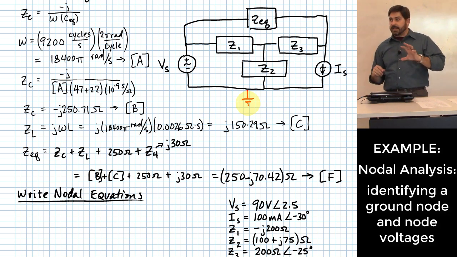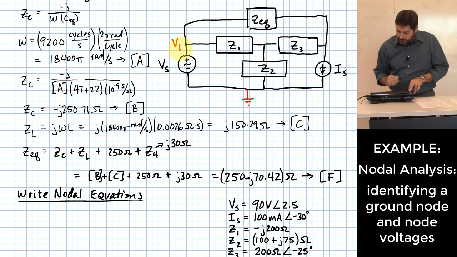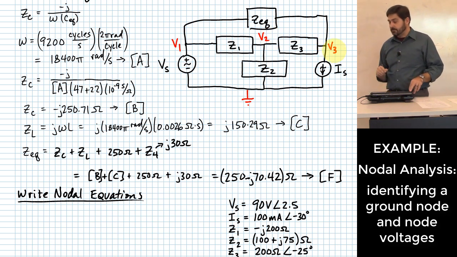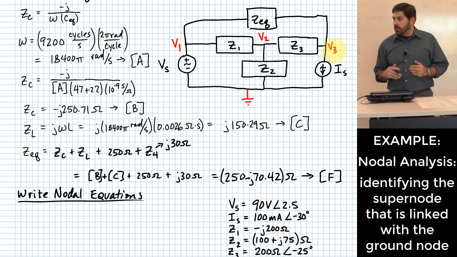Identify some nodes and label some voltages on those nodes relative to the ground, right? So let me do that and label this node over here with V1, this node over here with V2, and this node over here with V3. Okay. Once I've done this, now let's take a hard look at the circuit and see whether or not we might want to identify any super nodes. Are there any super nodes for this circuit?